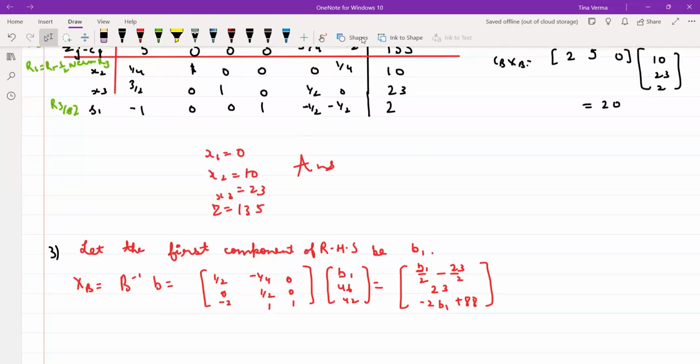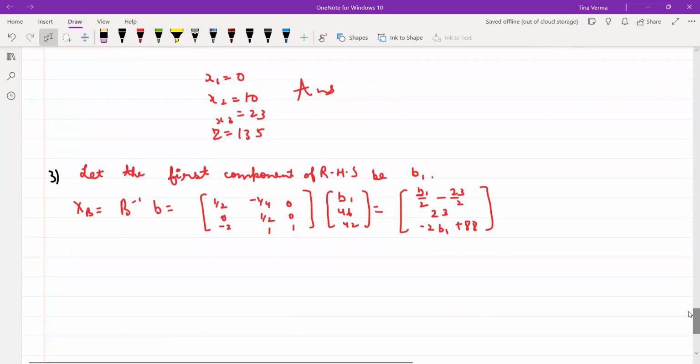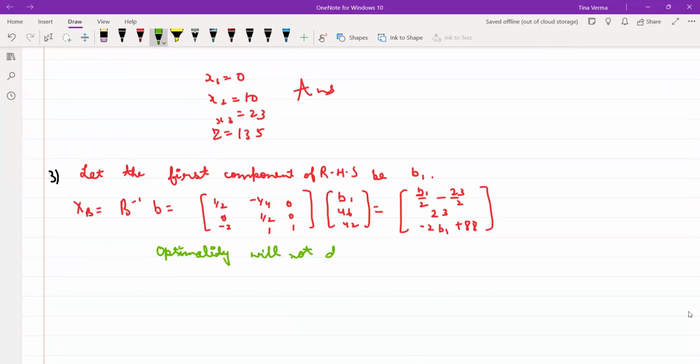So the question says that optimality should not be disturbed, right? Optimality means the optimal basis should not be disturbed. Optimality will not be disturbed if my XB is greater than or equal to 0. That means B1/2 minus 23/2 should be greater than or equal to 0, and minus 2B1 plus 88 should also be greater than or equal to 0.